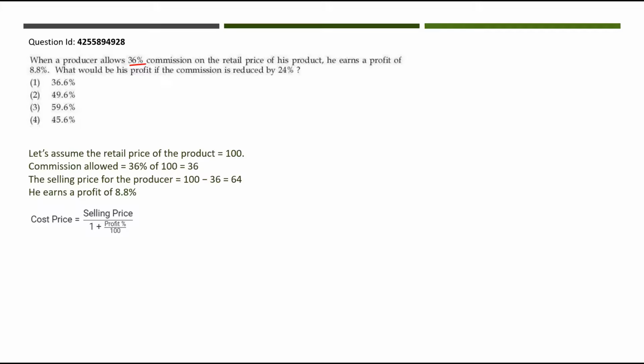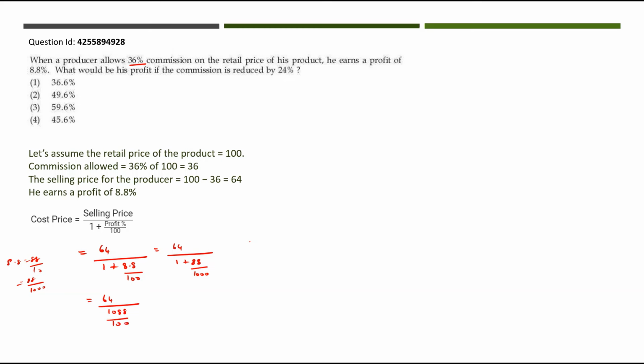This is equal to selling price divided by 1 plus profit percentage divided by 100. Now we have to get the selling price, which is 64, divided by 1 plus what is the profit percentage? 8.8 percentage divided by 100. 8.8 is actually 88 divided by 10. Now we will bring this particular 10 to the denominator and make this as 88 divided by 1000. So this can be written as 64 plus, just find LCM. It is 1088 divided by 1000.